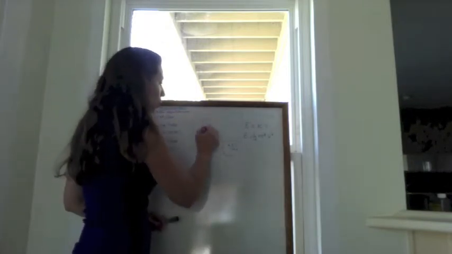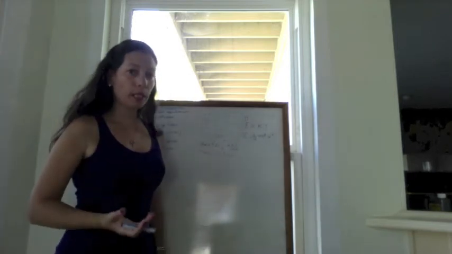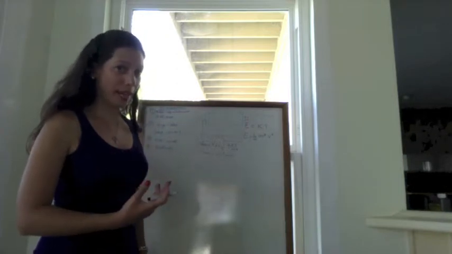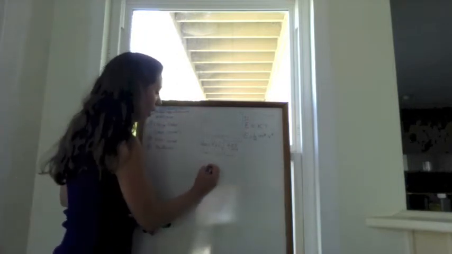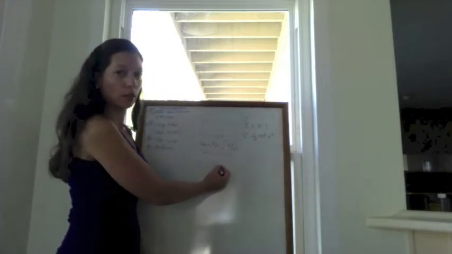So I apply a voltage like this, and now I get a current this way. And we know from freshman physics that our current is charge per unit time. And so I have I is equal to Q over T. The question is, what is our charge here?